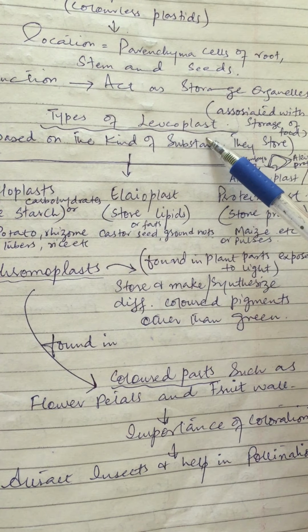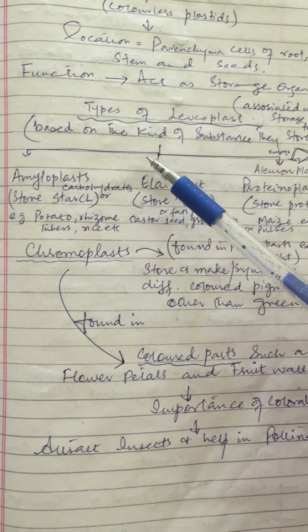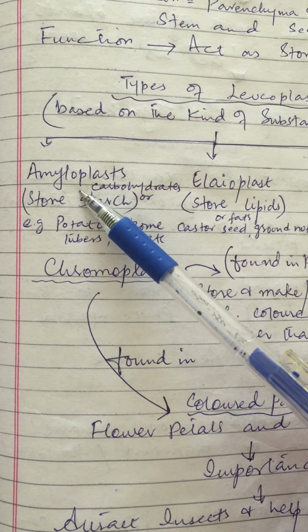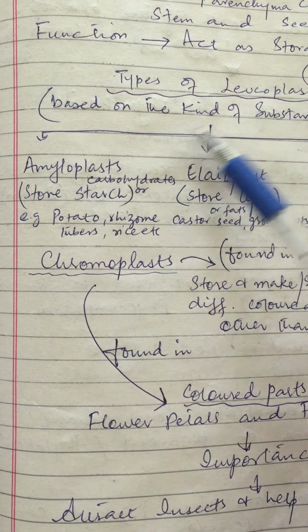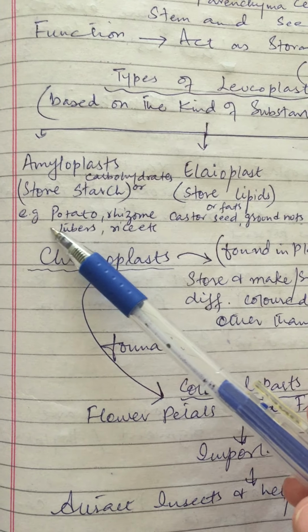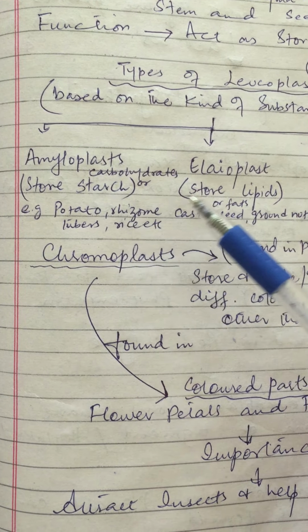On the basis of the type of food they store, leukoplast is further divided into three main parts. The first one is the amyloplast. Amyloplast is the type of leukoplast which stores starch or carbohydrates. For example, potato tubers, rhizome and rice, etc.